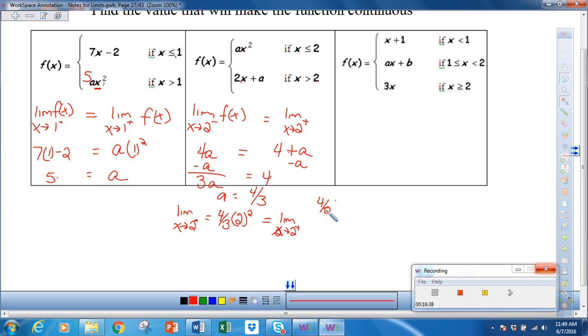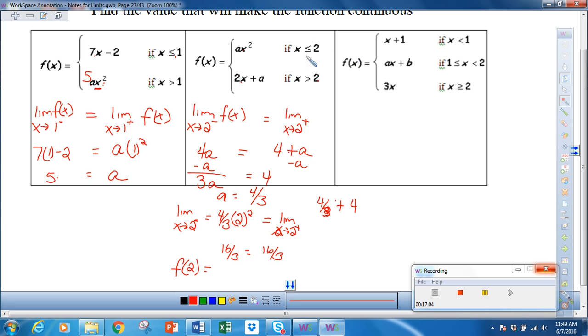Oh, I don't know why I wrote that first. 4/3 plus 4. Are those two equivalent? Well, I hope so. That's going to give me 4 times 4 is 16/3. And 4/3 plus 4, that'll give me 12/3, so that's equal to 16/3. So the limit exists. So then what would be f of 2?